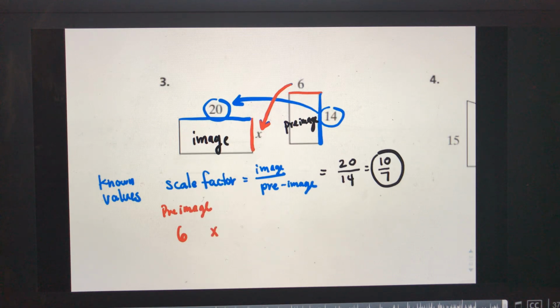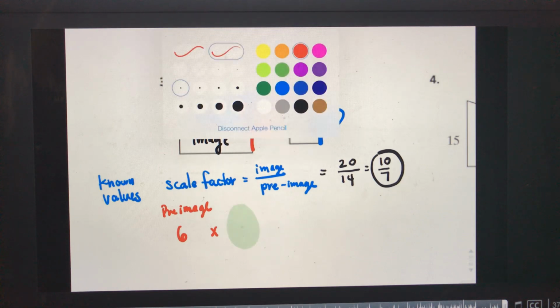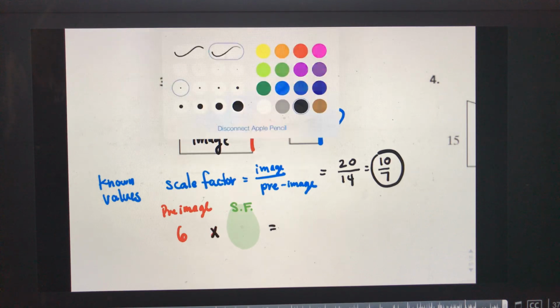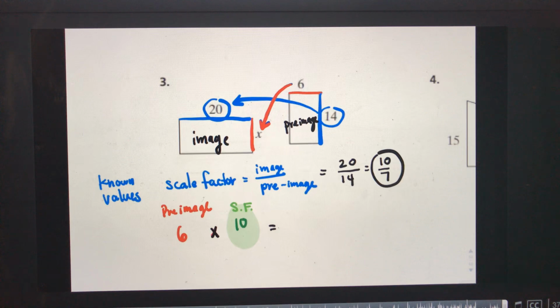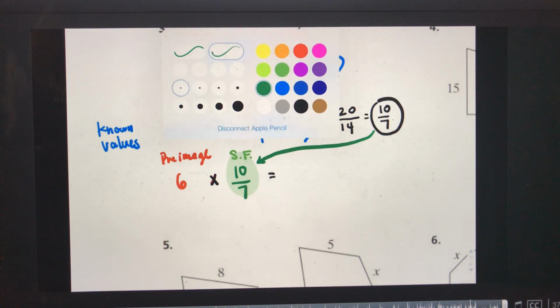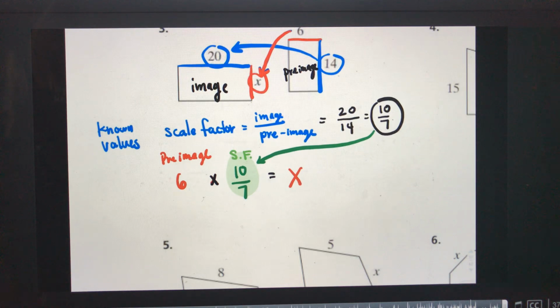okay? And I'm going to multiply by my scale factor. I should do that in green. Okay, this is my scale factor. Okay, and then I should get my image value. Okay, so let me plug in some numbers here. My scale factor is 10 over 7. 10 over 7, that's my scale factor. I got that from here. Scale factor. Okay. 6 times 10 over 7, and then I should get my x value, my unknown, this part.